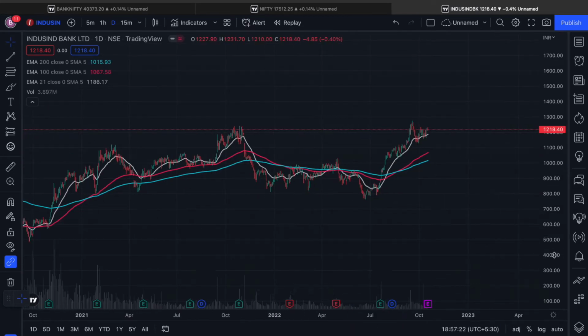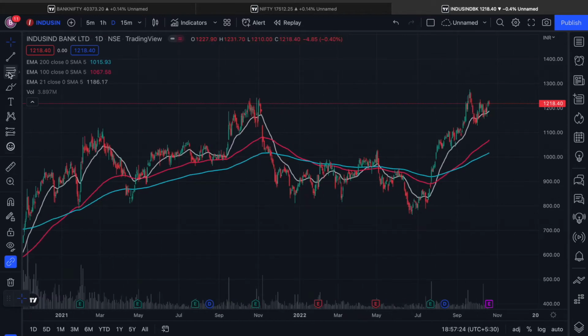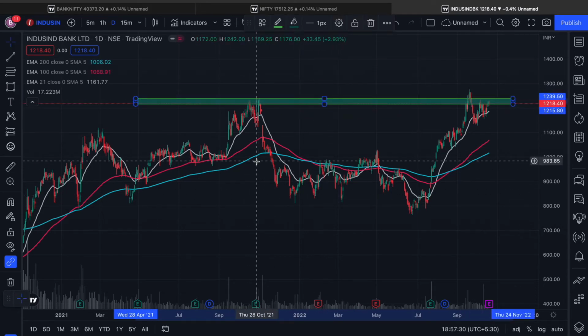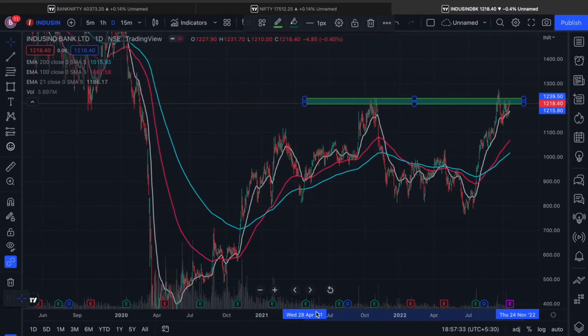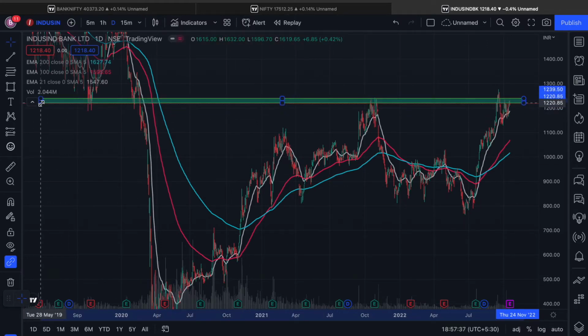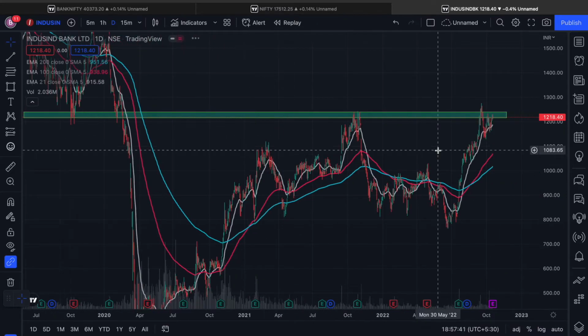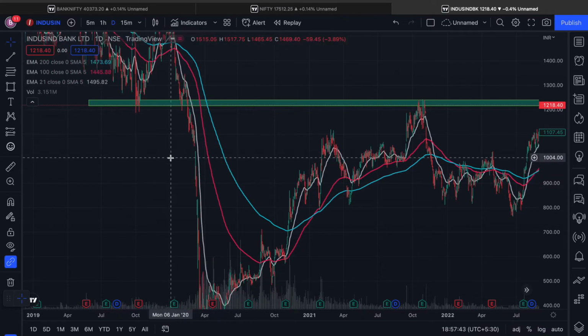So here you can see very clearly that the price is trading near a major resistance zone, right? This is not a weak resistance zone. This is a fairly strong resistance zone. If I extend this towards these levels, you can see very clearly that it is a major confluence area, right? It is a CIP zone.